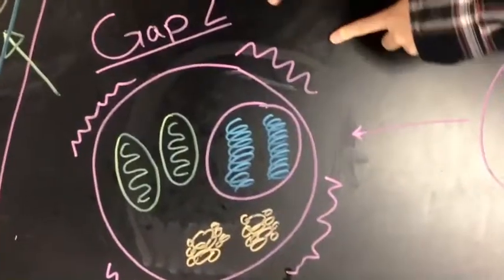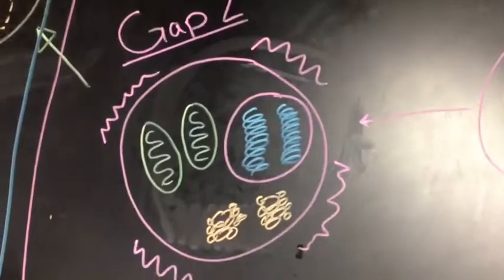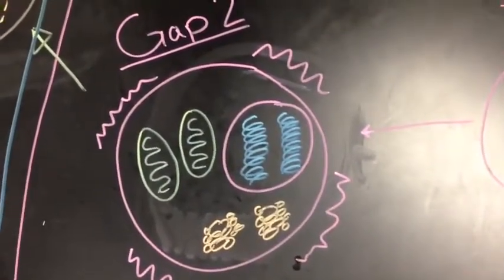Then we have gap 2. In gap 2, there is additional growth in the cell. Gap 1, synthesis, and gap 2 are all part of interphase.